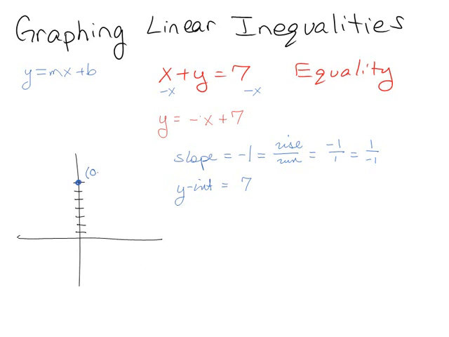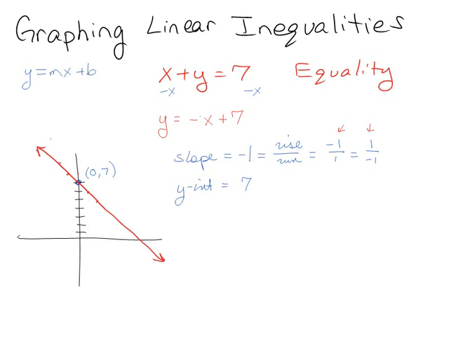I'm going to mark it at 0, 7. Now the slope is negative 1 over 1. So I could say I go down 1 over 1, or I could go up 1, back 1. Either way that I choose to go, I actually get this lovely line here. I should be better at connecting dots, but that's kind of hard. So I've got graphing an actual equation.